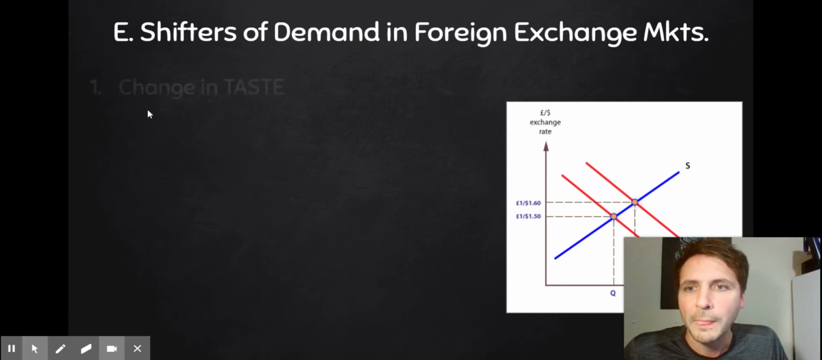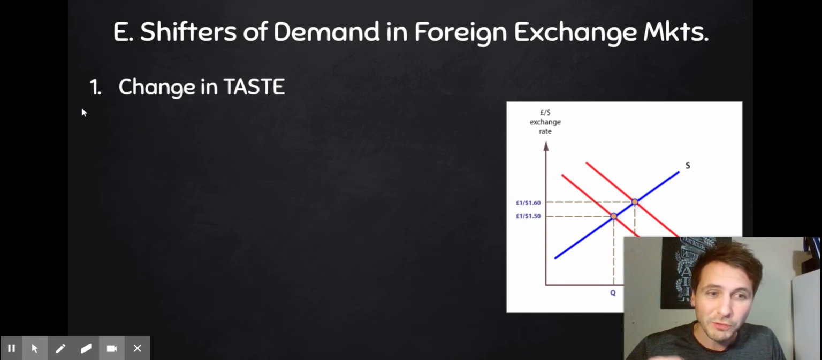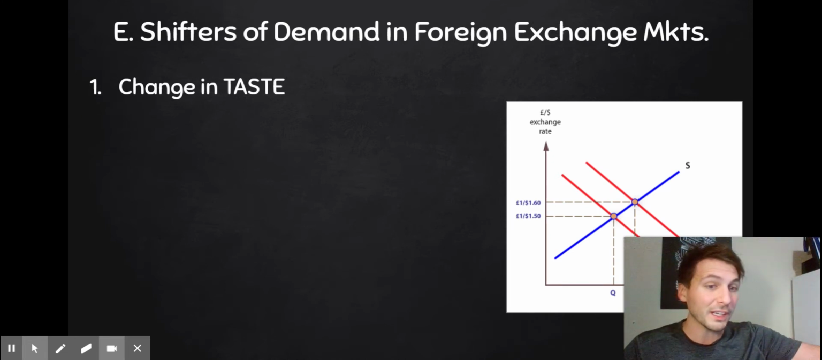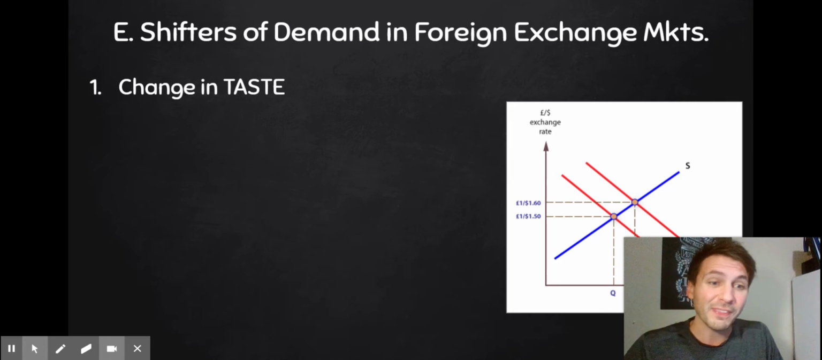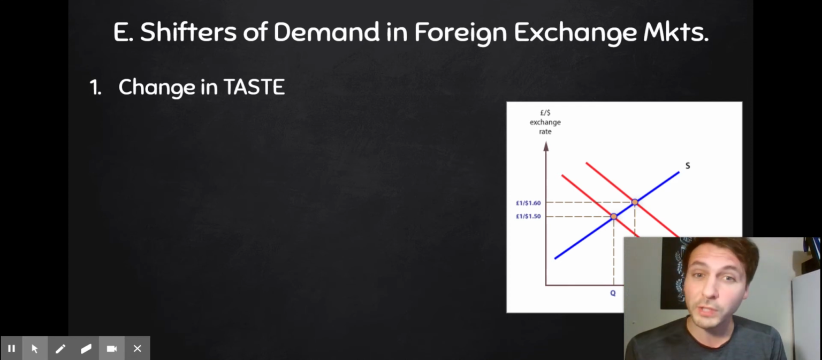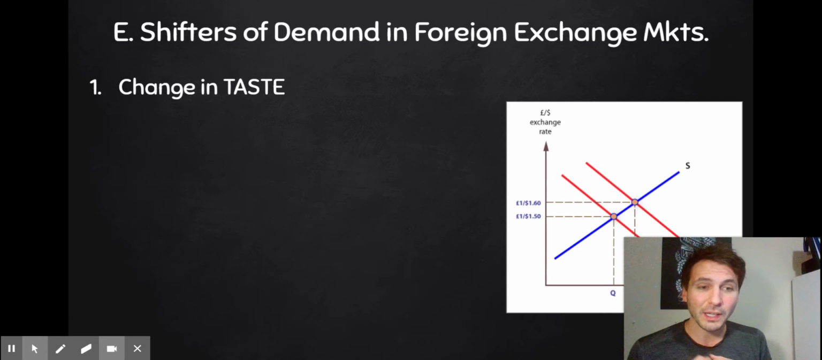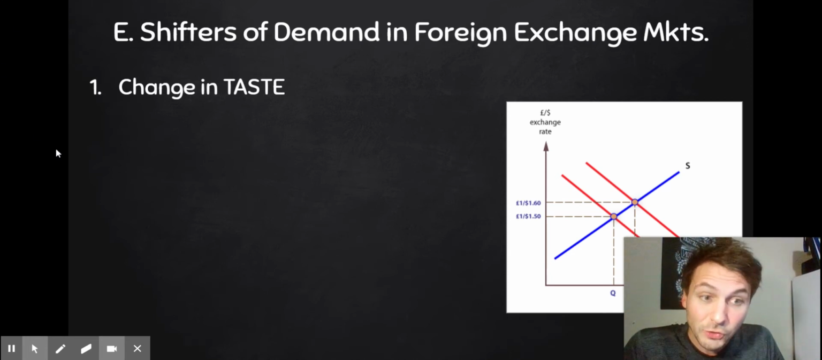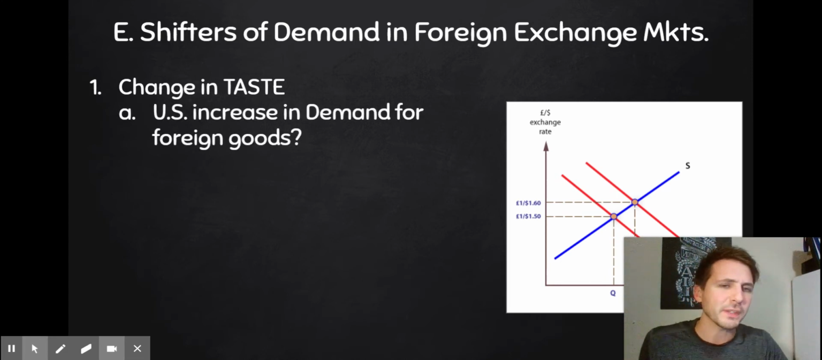Keep that straight. So the first determinant or shifter is change in taste for foreign goods, or foreign changes in their taste for our goods, right? That's going to impact the demand for our goods or their goods, which impacts the demand for the currency. The demand for the good and the currency are directly related. If we demand more of a good, we're going to demand more of the currency, right? Because in order to get that good, I have to supply my currency and get their currency in order to make that exchange. So a change in taste means I want more of a foreign good.